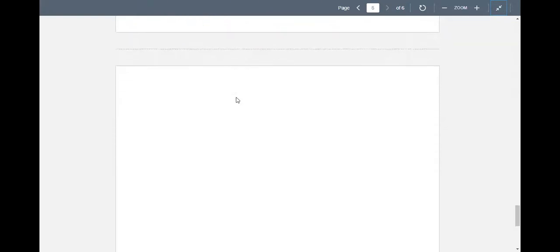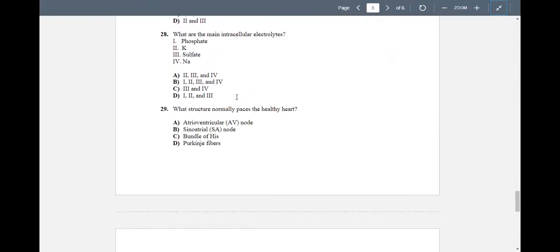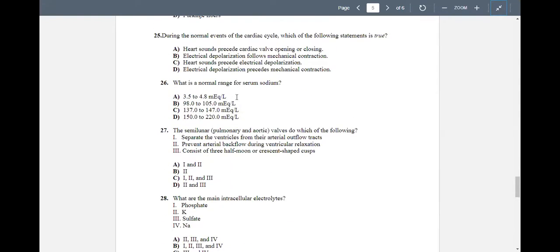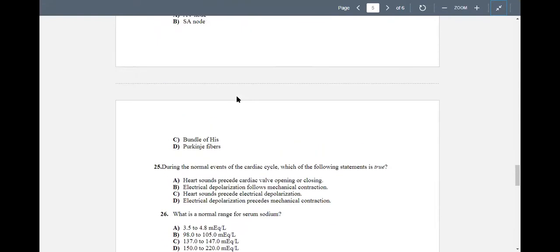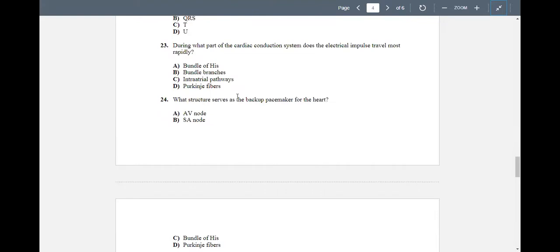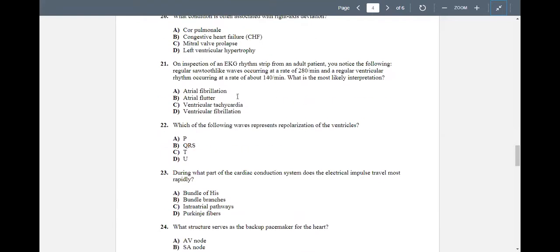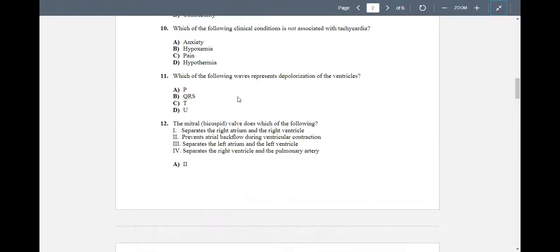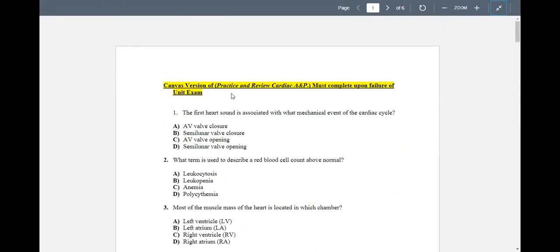This one happens to have 29 questions. You will do 1 through 29 on your paper and just put your answers, all right? And then you have to take a picture of it and email it to me because these are not submitted through Canvas. If you did not pass, you take the practice and review for whatever unit we're on. We happen to have done cardiac A&P. You will open this up, work on it, take a picture of it, and email it to me. Don't try to upload it in Canvas. There is no upload for this. That's how you do that.